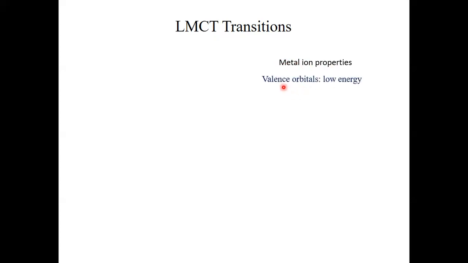So for the metal, we would like the valence orbitals to have a low energy. That is the case when the metal has a high positive charge, because then the metal draws the electrons in the valence orbitals more strongly to itself, which decreases the energy of the metal valence orbitals.